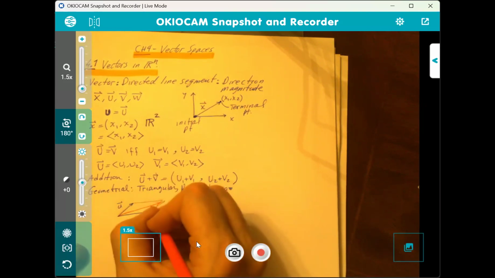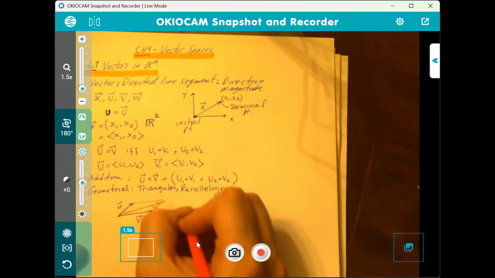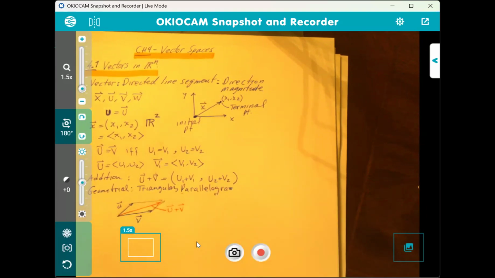This would be the sum vector. This vector is u plus v. And that is the parallelogram method. You create a parallelogram. The triangular method is kind of like half a parallelogram.